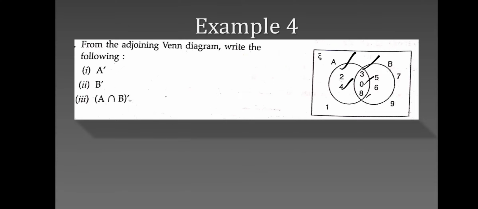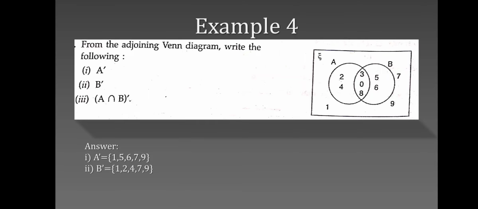So anything which is outside these 5 values, that is in your complement. So therefore A complement will be 1, 5, 6, 7, 9. That's it. Then B complement, once again let us understand what is B. B is 3, 0, 8, 5, 6. So anything outside these 5 numbers will be complement. So B complement is 1, 2, 4, 7, 9.